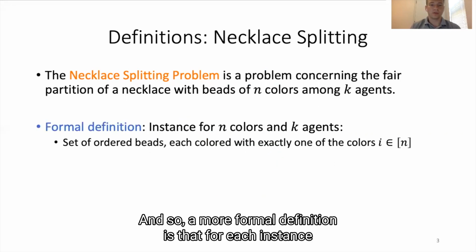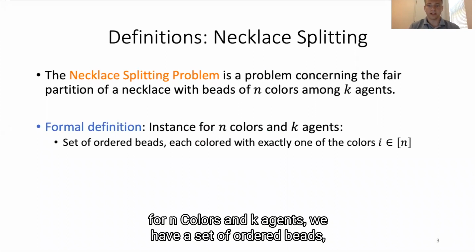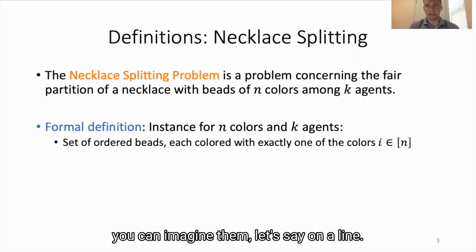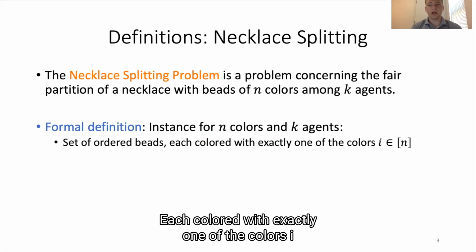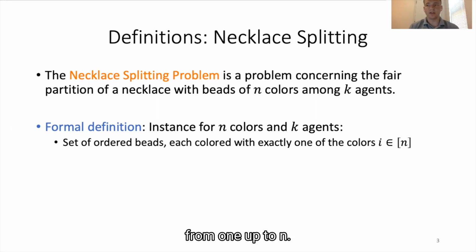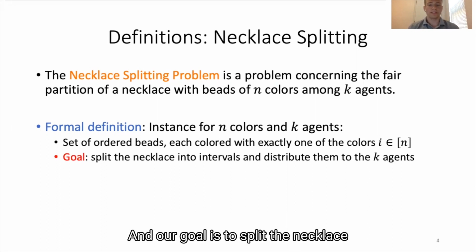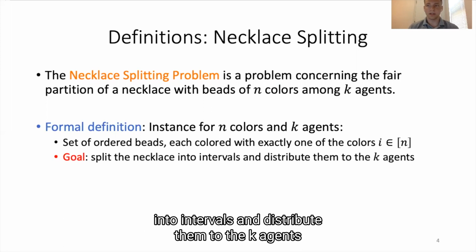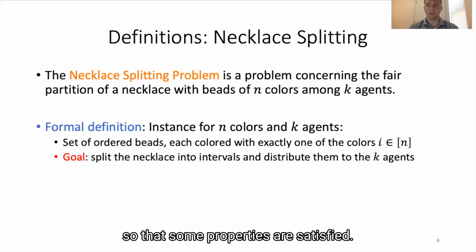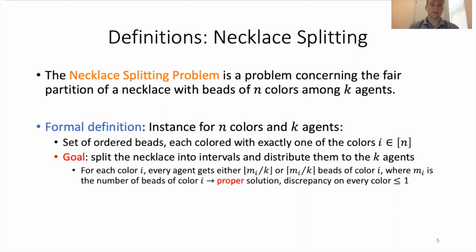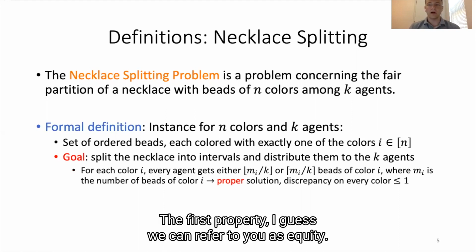A more formal definition is that for each instance, for n colors and k agents, we have a set of ordered beads. We can imagine them, let's say, on a line, each colored with exactly one of the colors i from 1 up to n. Our goal is to split the necklace into intervals and distribute them to the k agents so that some properties are satisfied. The first property, I guess we can refer to as equity.